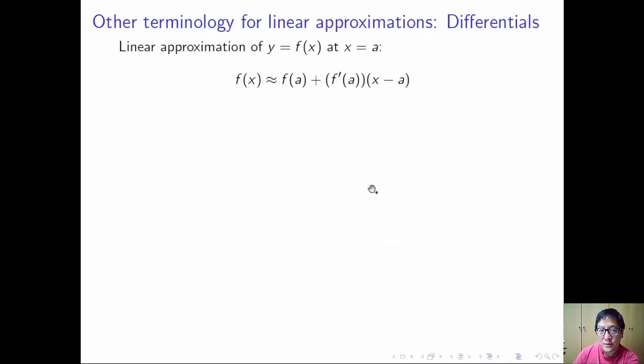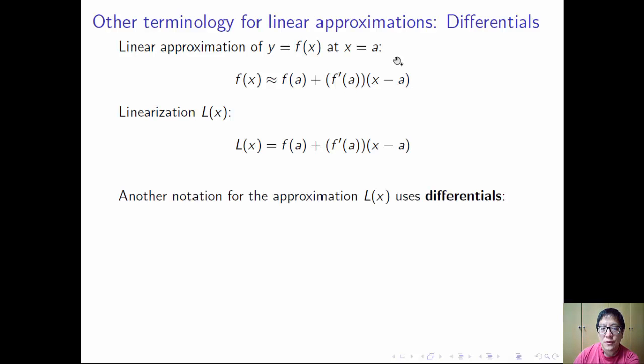Another alternate terminology for linear approximations is differentials. So again, here's the linear approximation of y equals f of x at x equals a, and there's the linearization, which is just a name for the right-hand side of the linear approximation. So another notation for L of x uses differentials, which we can define as follows. We define dy to be equal to L of x minus f of a, and this is sort of the trickier one. So dy actually represents the change in the approximation, not the change in the actual value of f of x. That would be delta y.